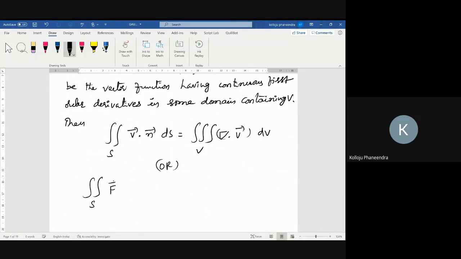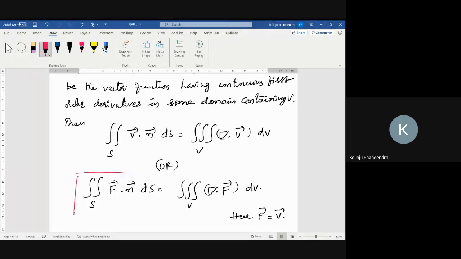Or one can write in another way: double integral over S of f bar dot n bar ds, because we defined the previous theorem in terms of f bar in place of v bar, equals triple integral over V of del dot f bar dv. Here f bar is nothing but v bar. Okay, now using this statement, you have to remember this formula.